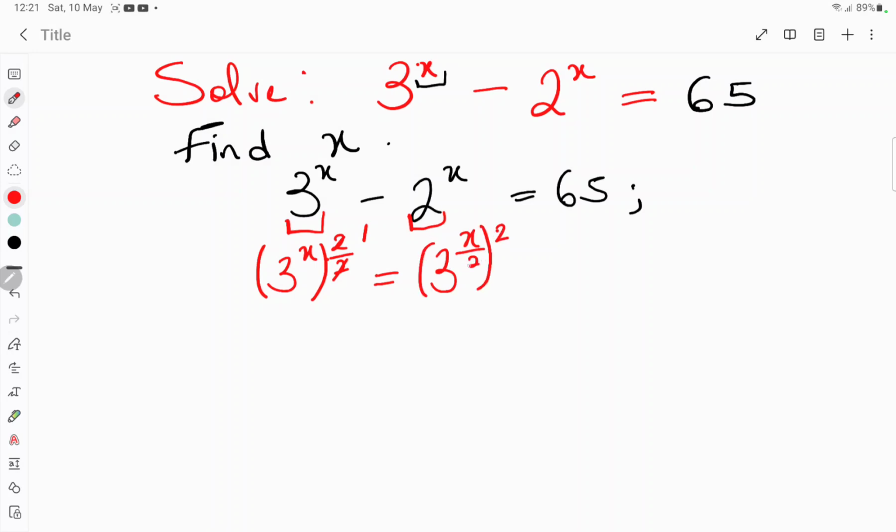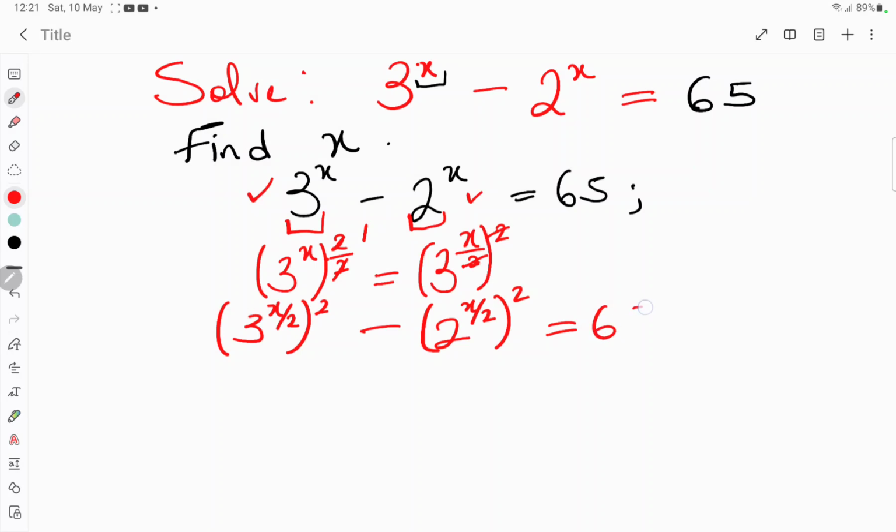If you agree with this, because these 2 can still cancel out, nothing changed. So I'm going to apply it to the 3 power x and also to the 2 power x. Let's apply it and see how it will look. We have 3 to the power of x over 2 all squared, minus 2 to the power of x over 2 all squared, is equal to 65. Good. We've gotten a quadratic form because we have these 2 squares.